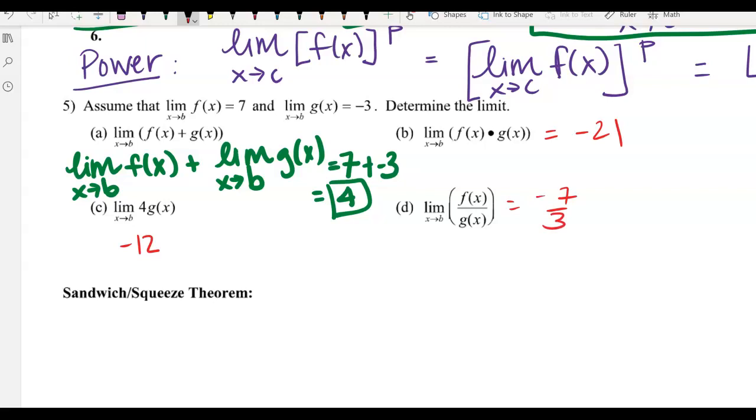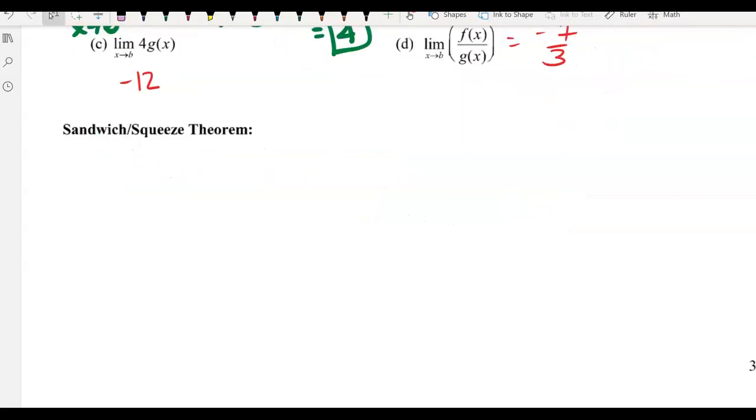All right, let's move on to the sandwich theorem, aka the squeeze theorem. I do believe our book is using the term sandwich theorem. If I take worksheets from other books, because our book is so old, some of them call it the squeeze theorem.